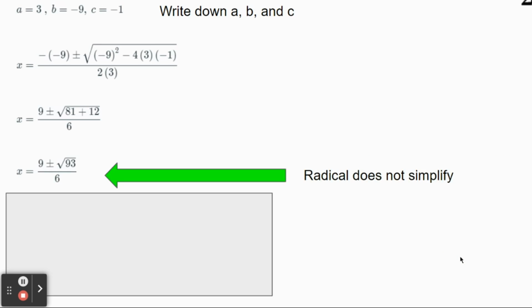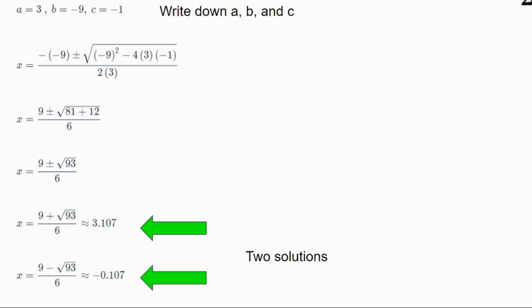Simplify. And I'm looking at the radical. I don't believe there are any perfect squares in there. Square root of 93, I don't think there are any perfect squares. So if it doesn't simplify, we separate the plus or minus into two separate expressions. We have 9 plus the square root of 93 all over 6, which if you plug that into your calculator, you get approximately 3.107. And then you have 9 minus the square root of 93 all over 6, and you get approximately negative 0.107.